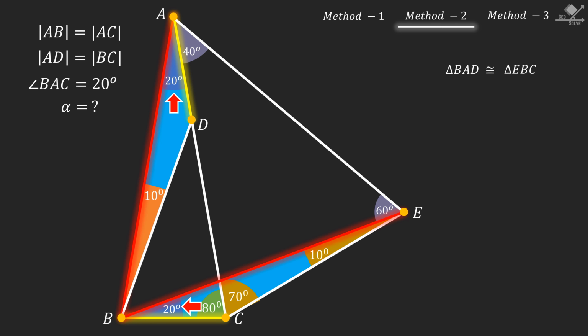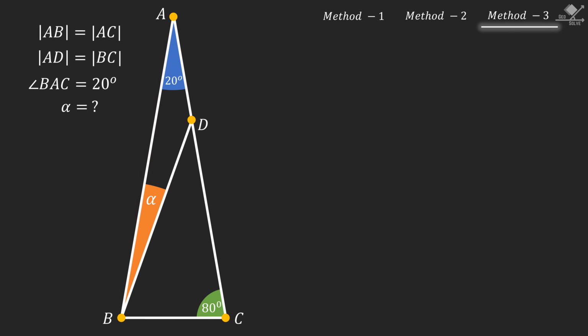Now let's start our third solution method, which is in my opinion easier than the first two methods. First, using sine theorem, let's call line segment AD as sine alpha. Then we can call line segment BD as sine 20 units. Since we are given AD equals BC, line segment BC will also be sine alpha units. Then we can use exterior angle theorem to see that this angle is alpha plus 20 degrees.